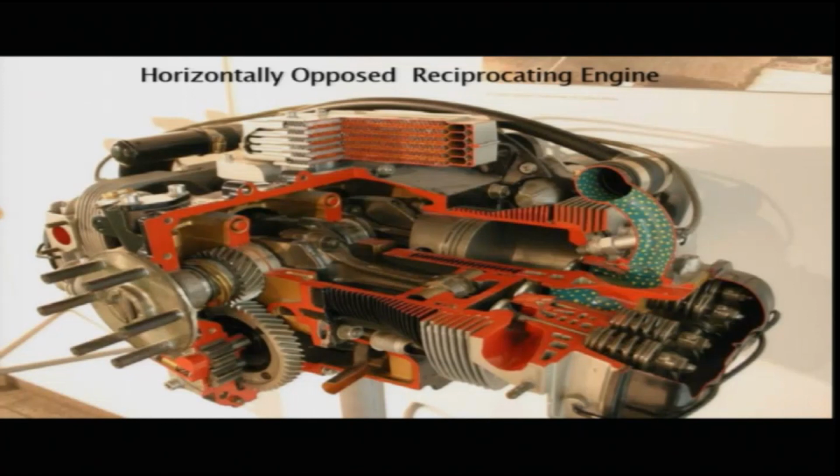Here in this figure you can see a horizontally opposed reciprocating engine. You can see the different parts of a reciprocating engine. This is a cutaway diagram giving you a cut view. In the center you can see a crankshaft. Here you can see a cylinder. This is the cylinder with a piston, the connecting rods, the valves, and the valve springs. This is a diagram which gives you a basic view of a reciprocating engine.